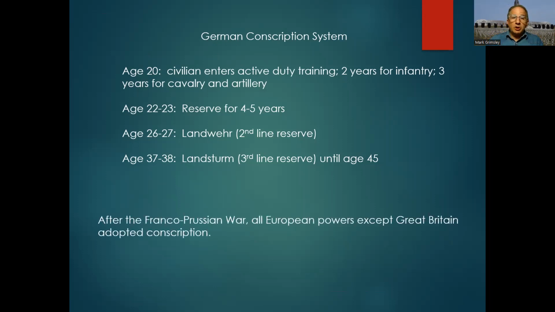And after the Franco-Prussian War, all European powers, except Great Britain, adopted conscription. And so in 1914, when World War I begins and millions of men go off to war, it is the conscription system that enables these millions of men in armies to mobilize and go off to war so quickly, and for climactic battles to occur so swiftly and so bloodily.